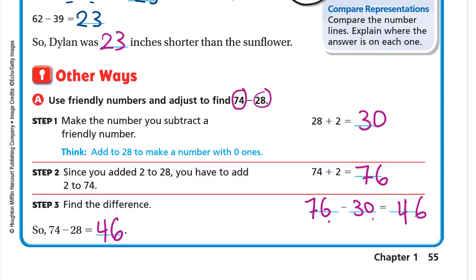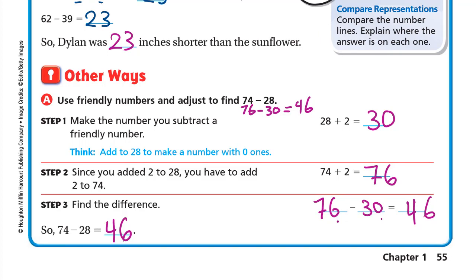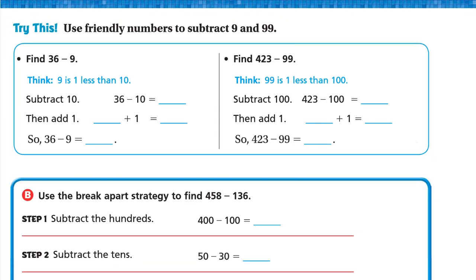Okay, so you can do it really quick like this. 28, I'll make it 30. It means I added 2. 74, I'll add 2 to it. It will be 76. So 76 minus 30 is 46. Okay, so here we took two methods, the number line and the friendly numbers. Let's see if we have more ways.